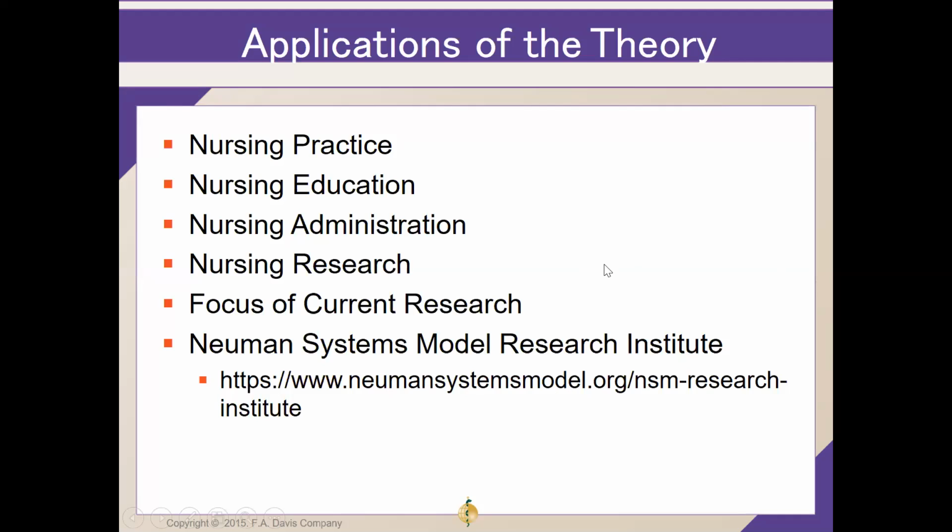As you're selecting an article, you might search Neuman systems model and one of your terms from your critical case to find an article to annotate, and you can see different applications of the theory than in a research or other scholarly article that you find.